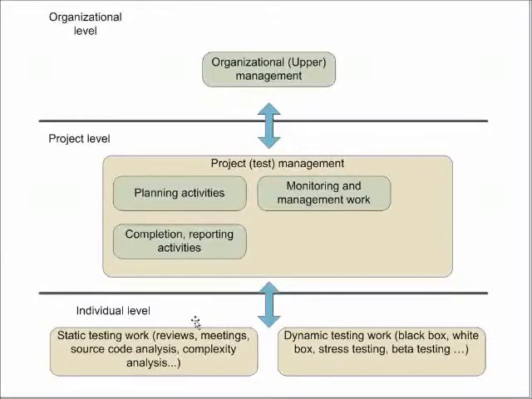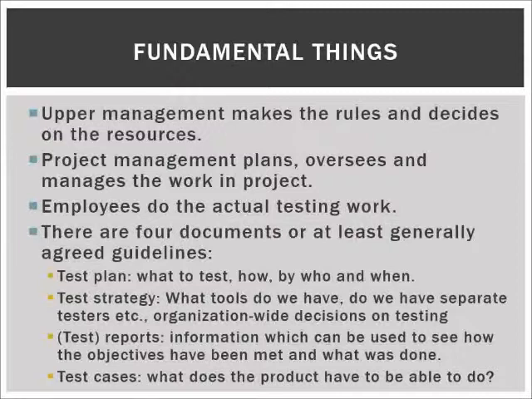Finally, the individual level has the work: static testing work, reviews, meetings, source code analysis, and so on, and the dynamic testing work, which is actually going through the use case lists by doing some testing work with, for example, black box testing, white box, glass box, doing stress testing, beta testing, test automation, regression testing, and so on and so on. So this is where the work happens, and this is where we manage the project.